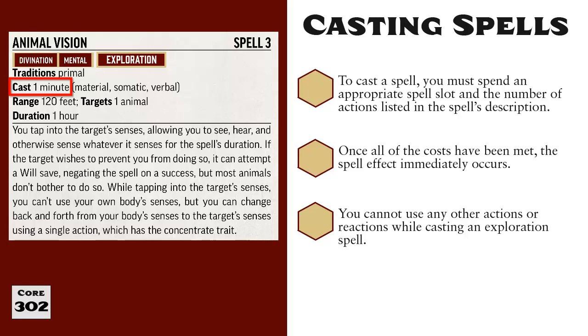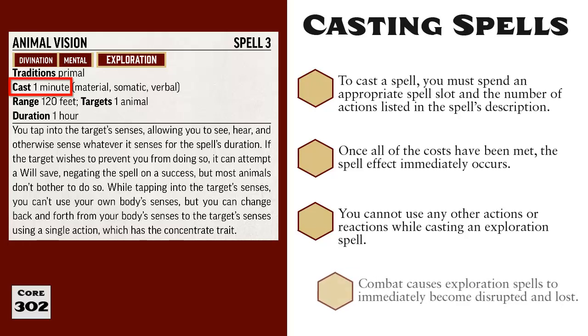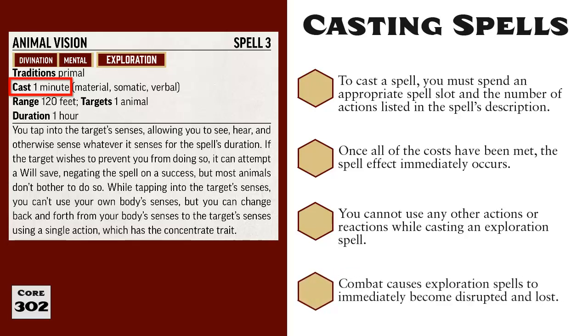So if the casting time is 1 minute, you can't spend 10 encounter rounds to cast it, even though 10 combat rounds equals 1 minute. And if combat does break out in the middle of casting an exploration spell, then that spell is immediately disrupted.